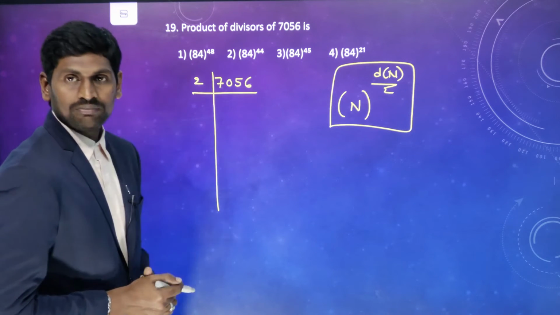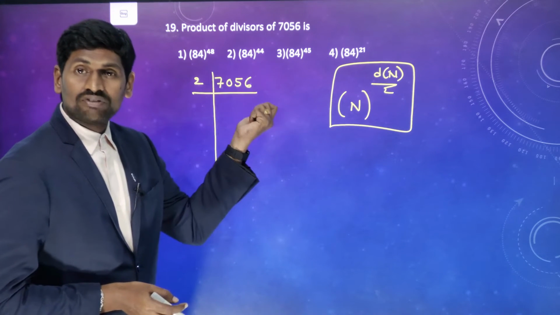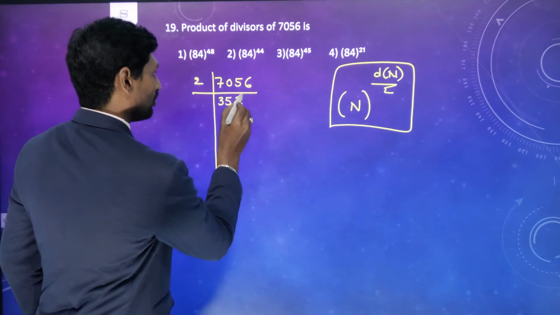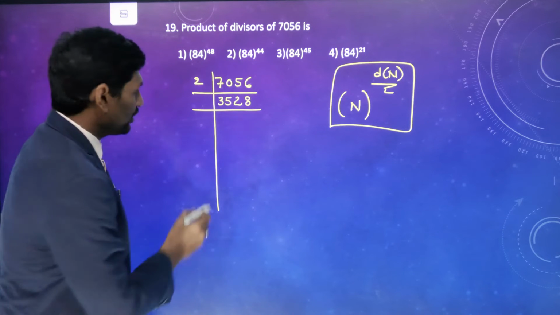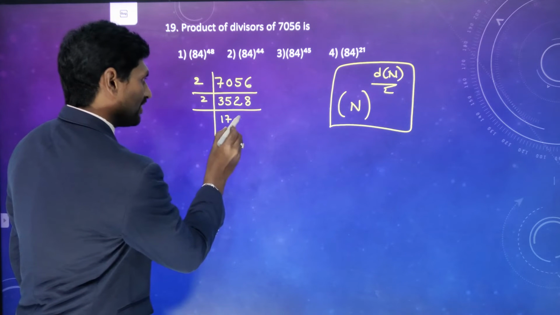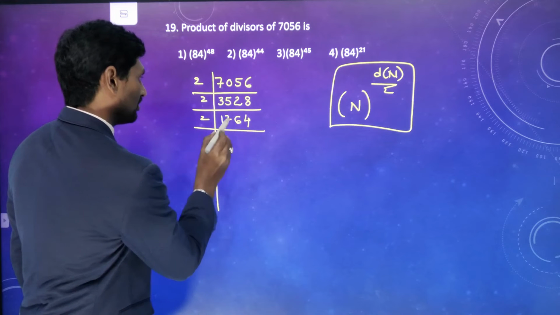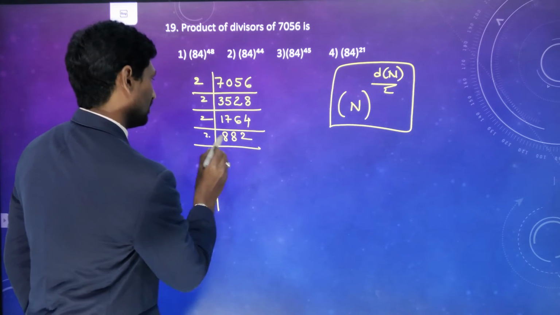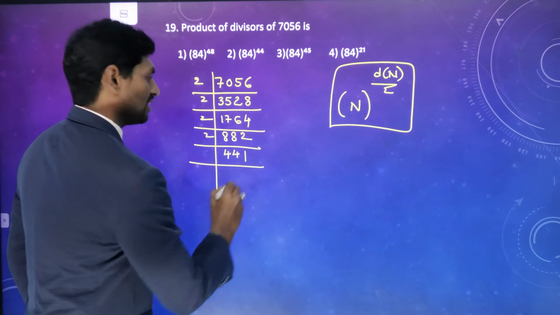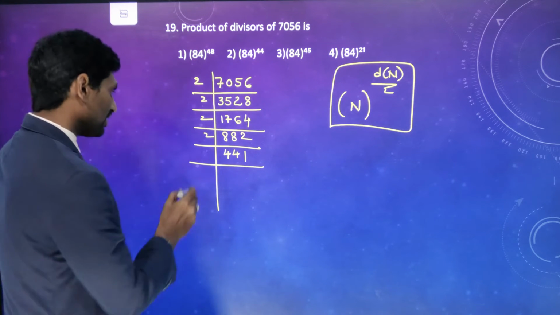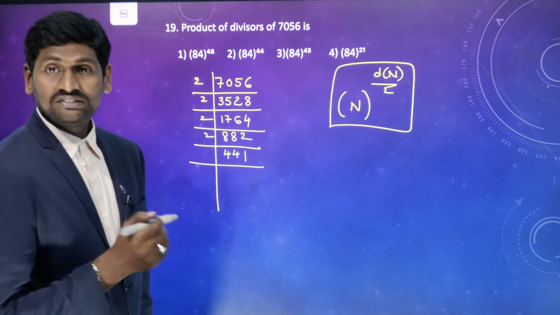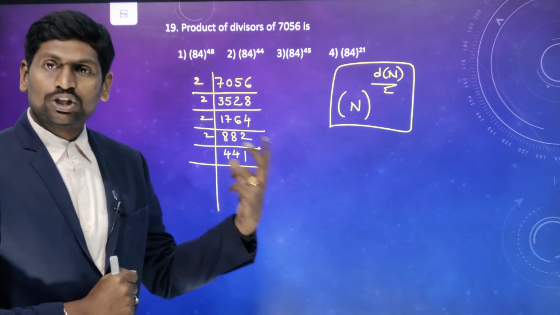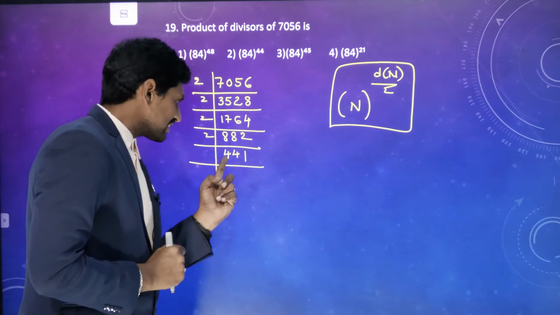I am taking 2 table because the 7056 is ending with even number. Okay, so 2 35s are 70, 2 2s 4, 2 8s are 16. Again 2 table, 2 1s, 2 7s, 2 6 and 2 4s. 2 8s are 16, again 2 8s are 16, 2 2s. 441, and this 441 is coming in 3 table also because it is ending with odd number and we cannot take 2. But let us check it is coming in 3 table or not.